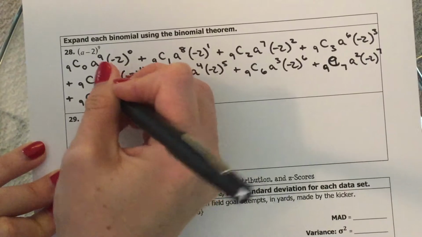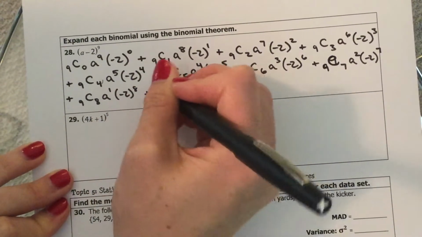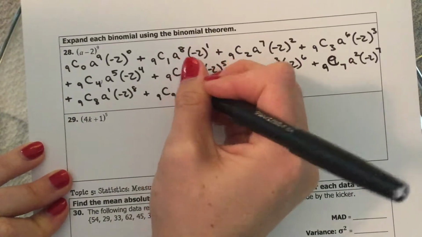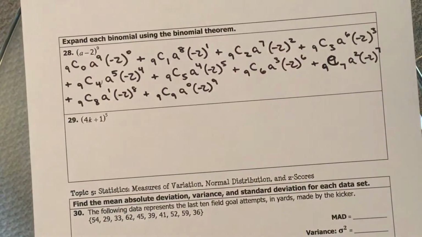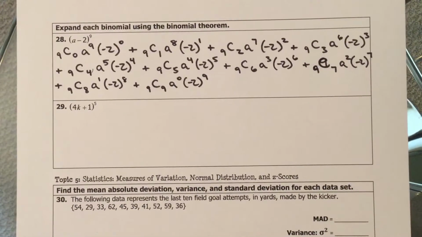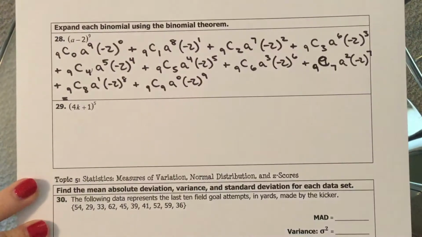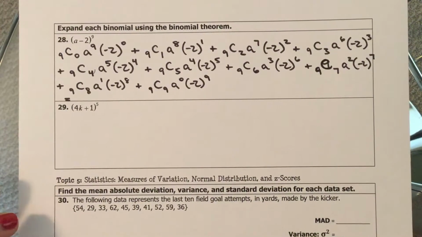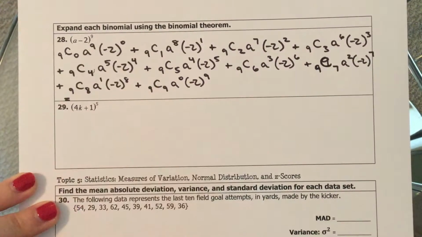Term 8, a decreases, -2 increases. And one more, term 9, a decreases, -2 increases. Okay, so I want the process written out. You guys are going to have to trust me on whether I plug this all in correctly. So for 9 choose 0, that gets multiplied by -2 to the 0. So our coefficient still just ends up being a 1, because this is a 1 and this is a 1.